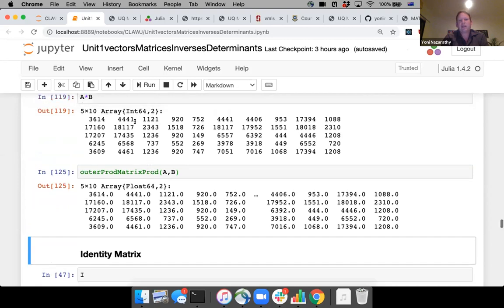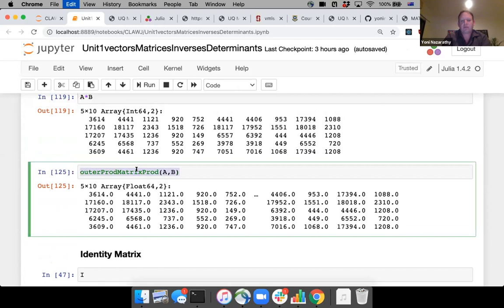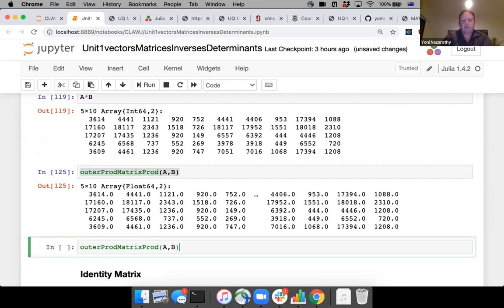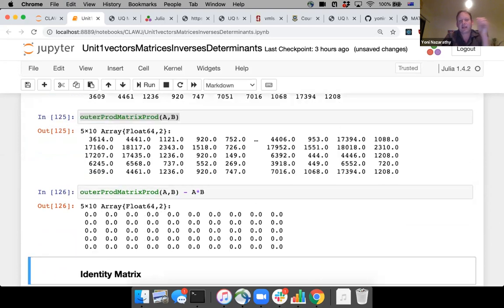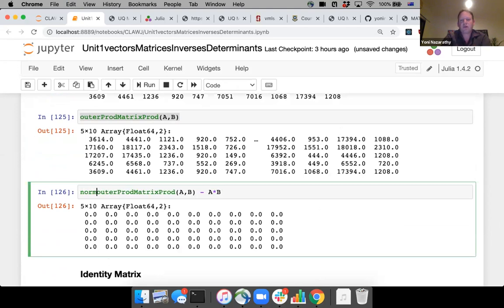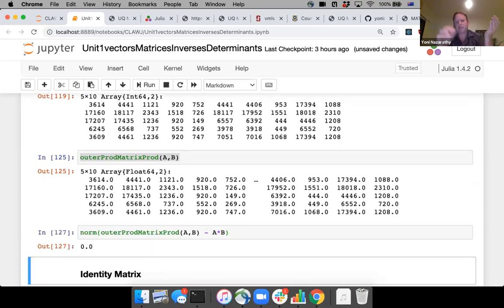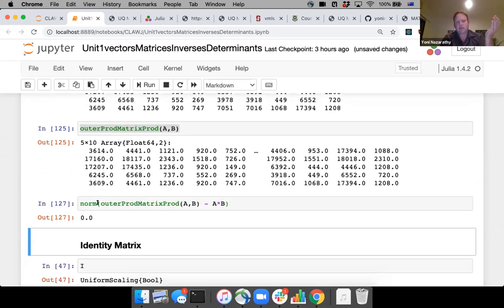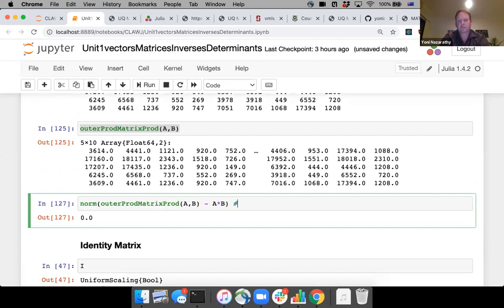Now, here it returned ints and here it returned floats, okay? Sometimes to see if something works, you can do this minus A times B, and that's gonna be a matrix which we'd like to be very close to zero. You can even do a norm, and this is gonna be way at the end of the course. It's a matrix norm. If the matrix norm is 0, it's zero, so it's kind of a way to check these.